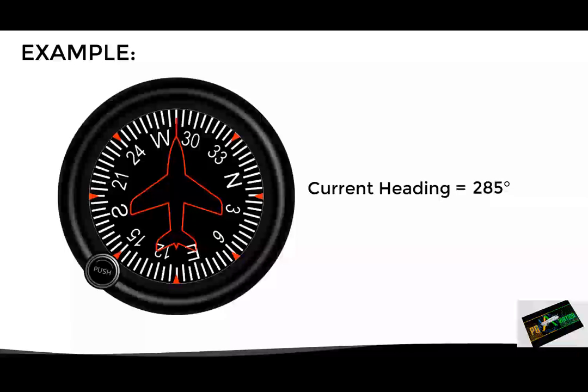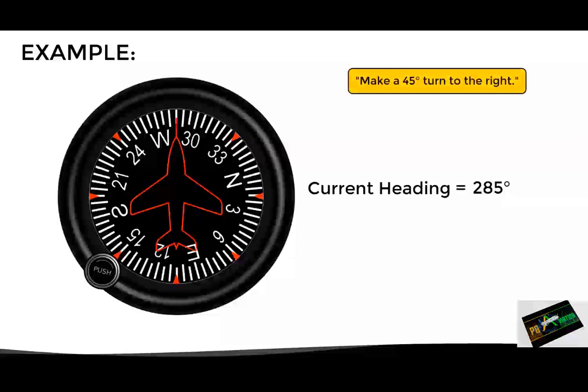Let's now see how to use the relative heading markings. Let's say that with this current heading of 285, the ATC tells us to make a 45-degree turn to the right. He is not asking us to turn to heading 045, but to turn 45 degrees to the right in relation to our current heading.